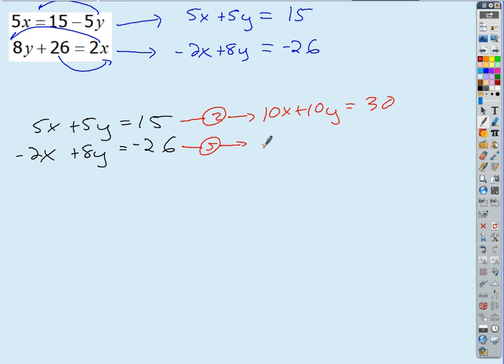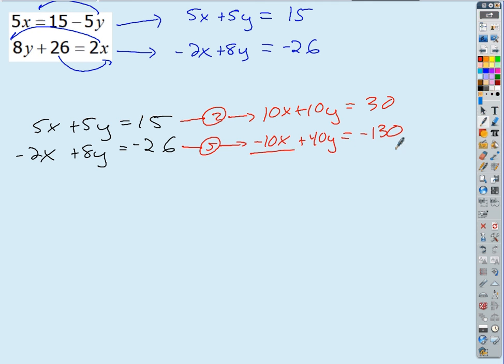So that's going to give me what? Negative 10x plus 40y, 5 times 8y gives me 40y, equals a big negative number. Okay, well, break it into pieces. What's 5 times negative 20? Negative 100. 5 times 6? 30 more, so negative 130, right?